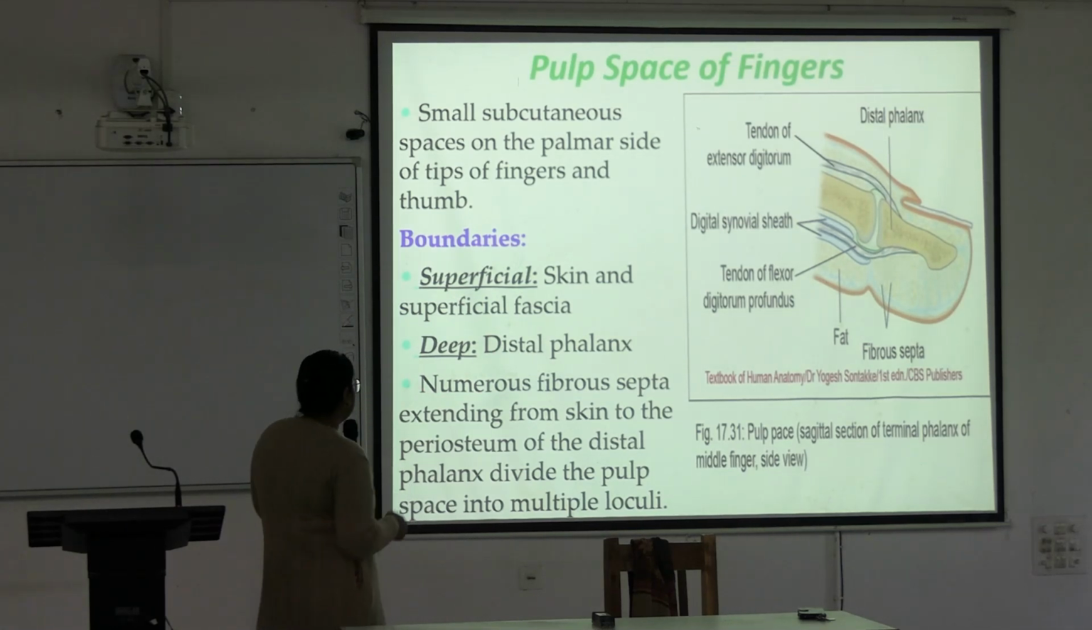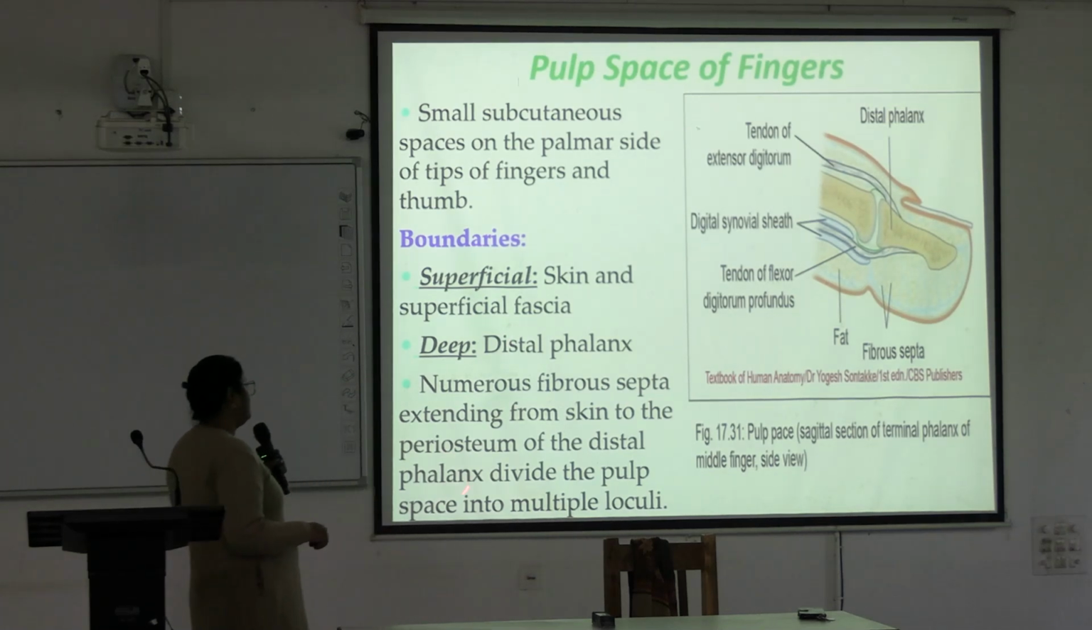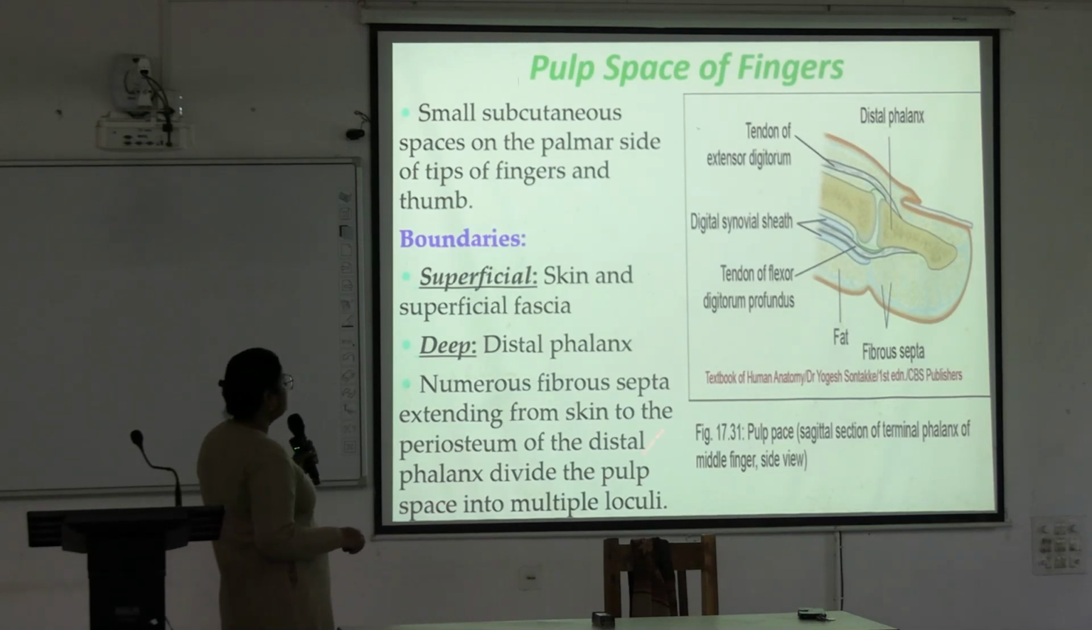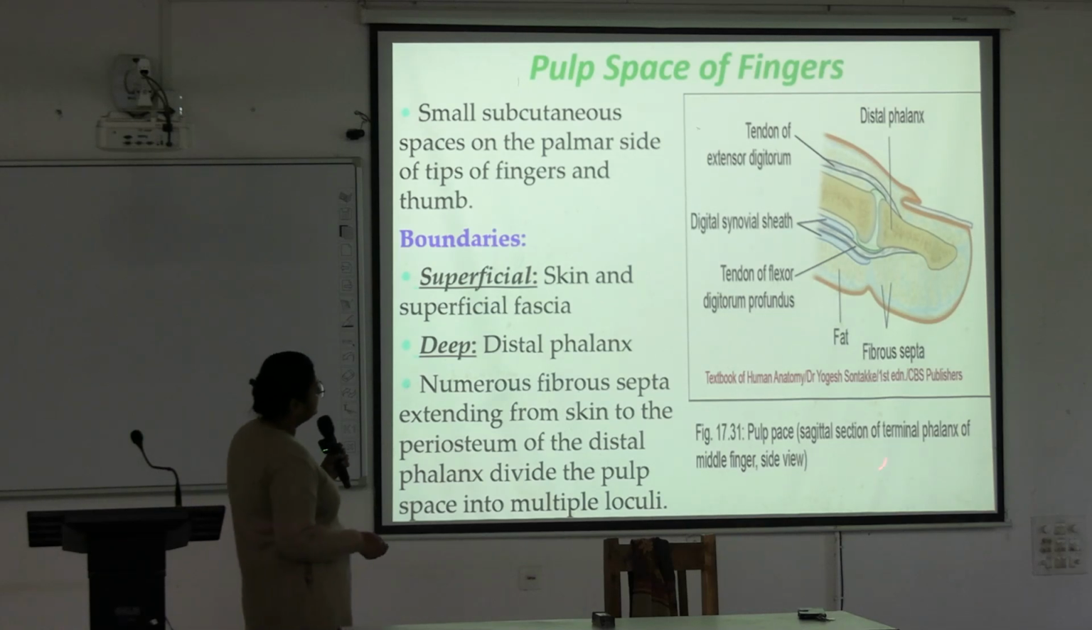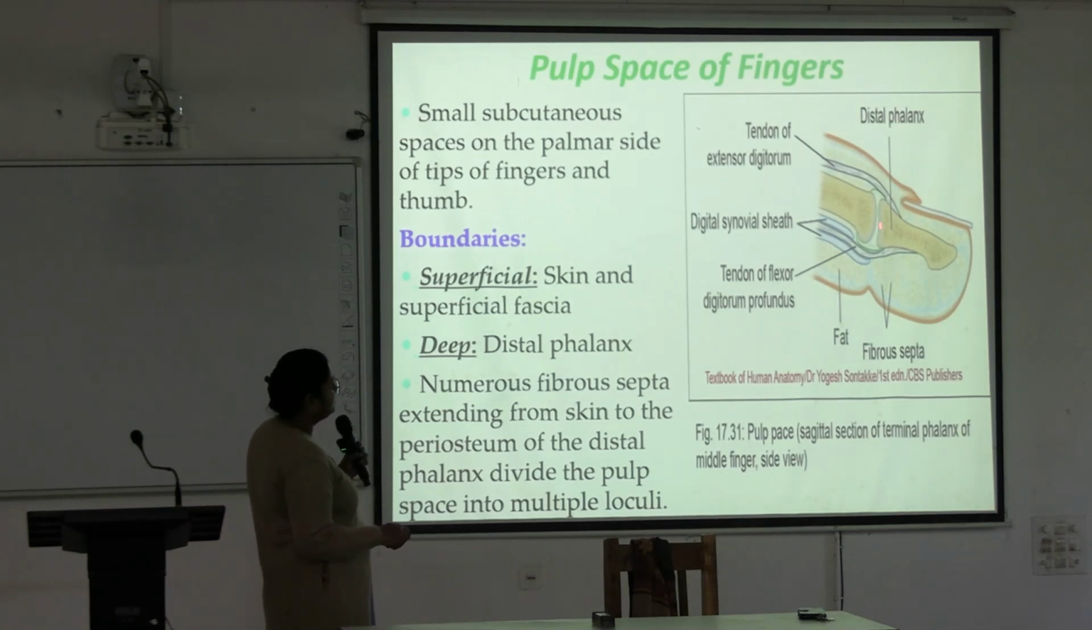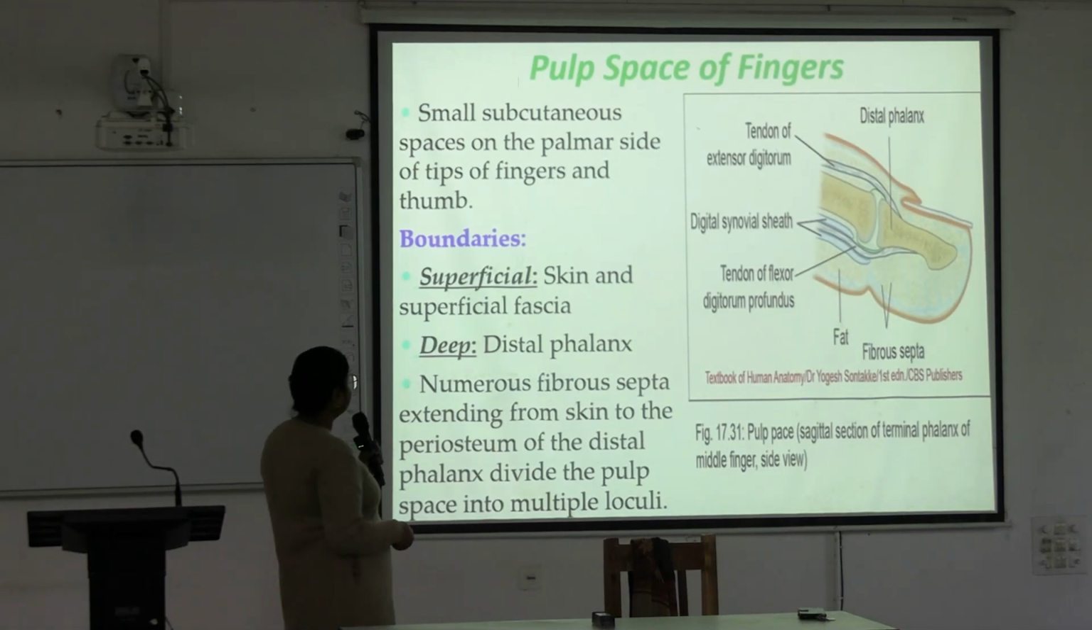Okay, and numerous fibrous septa extending from skin to the periosteum of the distal phalanx divide the pulp space into multiple loculi. See this deep fascia, the blue one is the deep fascia, and from here this fibrous septum extends from the subcutaneous plane up to the periosteum of the distal phalanx. And these septa are dividing the pulp space into multiple loculi, and these loculi contain mainly fat pad, okay, and some blood vessels, nerves lying along the lateral aspect.